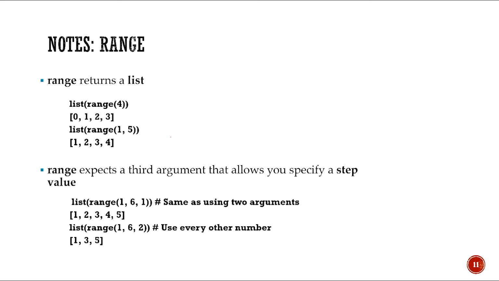Range can accept a third argument that allows you to specify a step value as well. So there are 2 examples here. Range 1, comma 6, 1. So it starts from 1 all the way through 5, and the increment is 1. So the result would be 1, 2, 3, 4, 5. But if you want to change the step, you change the step to 2, then the output looks like this, 1, 3, 5. So the increment is 2. So 3 arguments can be passed to a range function.